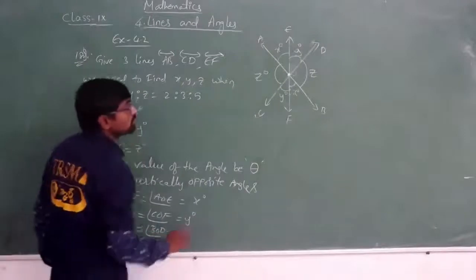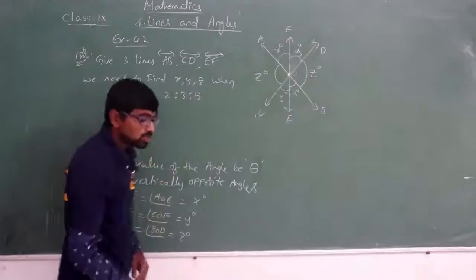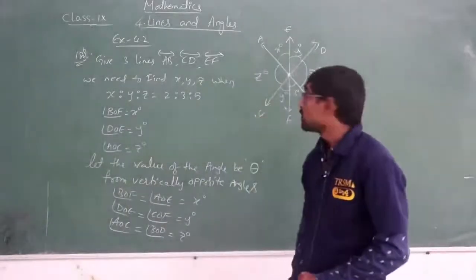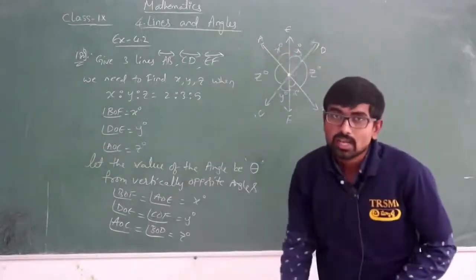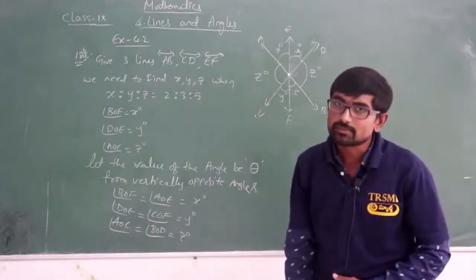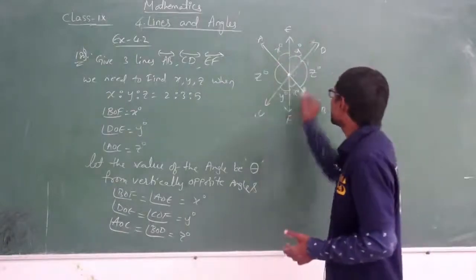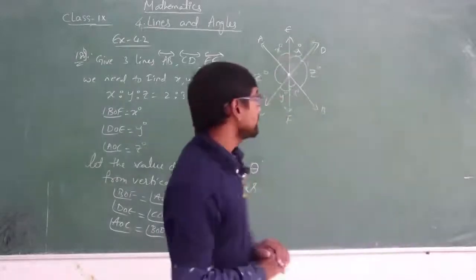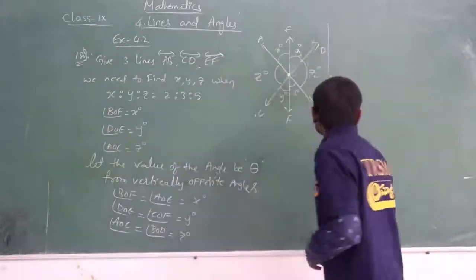BOD is equal to what? Z degree, isn't it? Z degree. This is how we found the vertically opposite angles. Now you can see that whenever I add all these angles, how much angle will I get? I will get a total of 360 degrees, isn't it? You can see here, if I take the complete angle, on adding all these angles I will be getting 360 degrees.